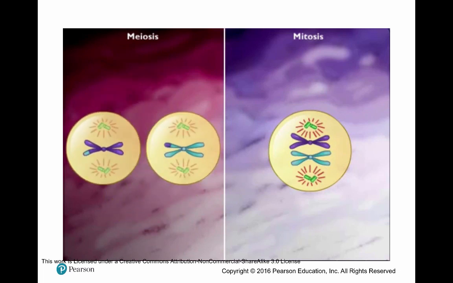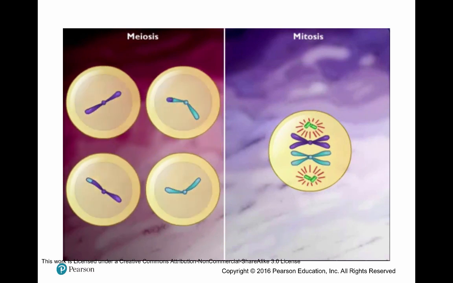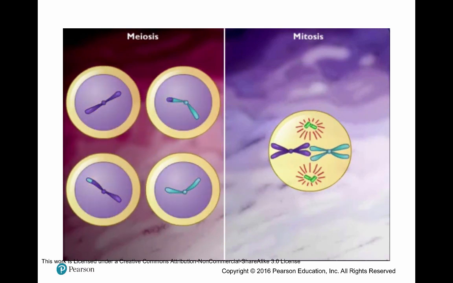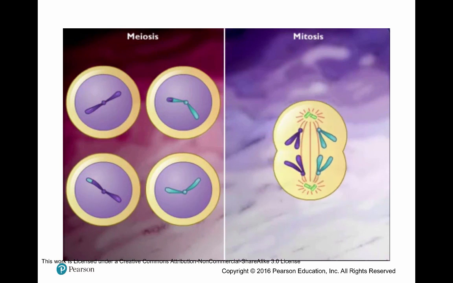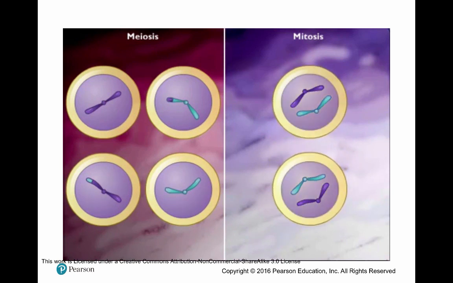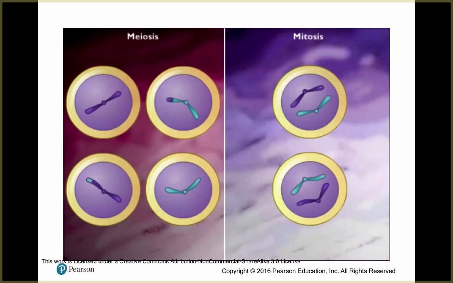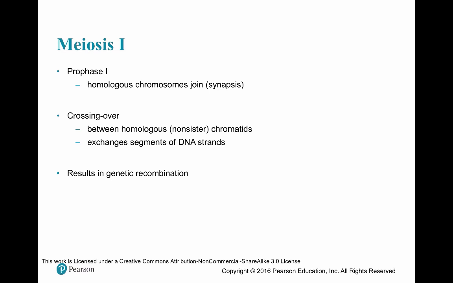In meiosis, a second division sequence occurs, resulting in 4 cells with half the number of chromosomes. Mitosis involves a single division sequence, resulting in 2 cells with no net change in the number of chromosomes. So hopefully that helped you understand the difference between the two. So let's actually talk now about what it is.